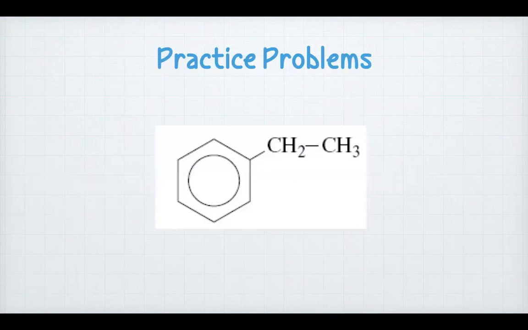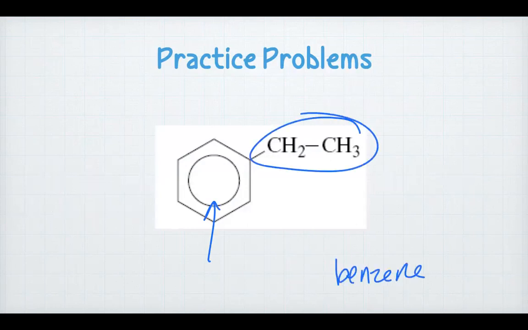All right, so if we're going to name this, again, first thing that you're going to do is say, aha, benzene. And then what's that? Ethyl. Ethylbenzene. One alkyl group, no need for position numbers.